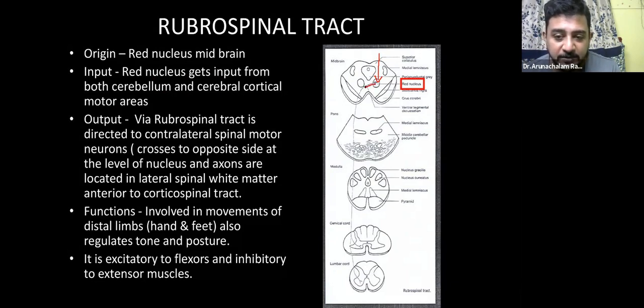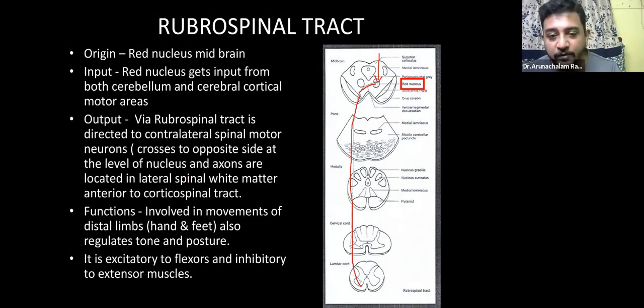From the red nucleus, this tract runs out and goes opposite. That is, it is crossing to the opposite side, and it descends through the pons and medulla, and it comes to the spinal cord. Remember that it is crossing to the opposite side. So what is this? Red nucleus to the spinal cord, so it is called rubrospinal. What is the function of this? It is involved in movement of the distal limbs and also regulates the tone and posture.